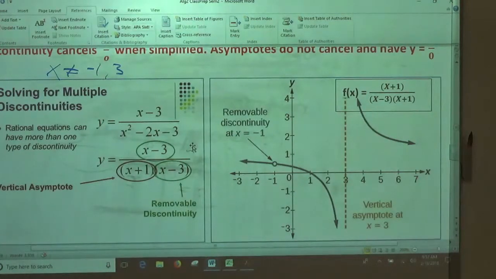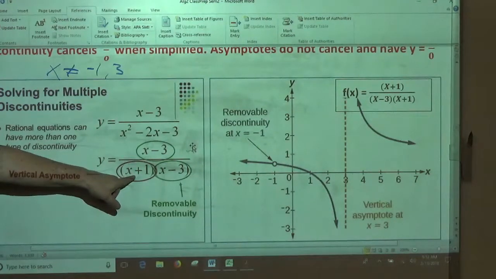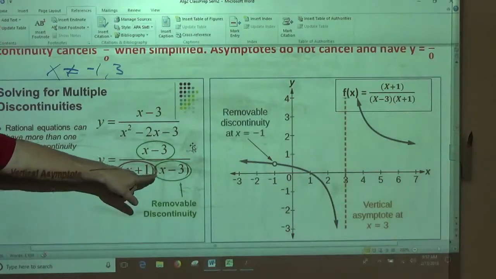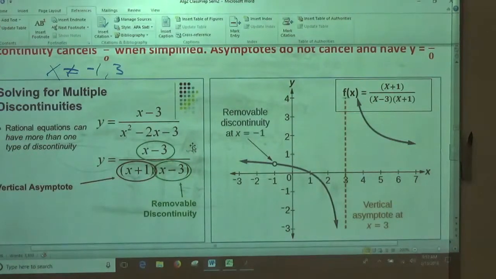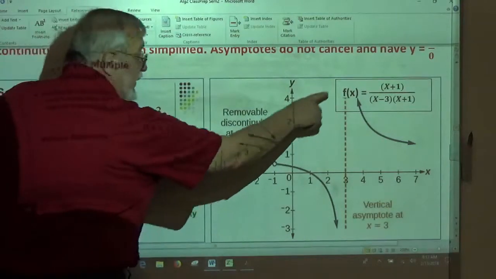Now, what we're going to find is if the binomial, a variable plus a constant, is by itself in the denominator, that's going to become an asymptote.